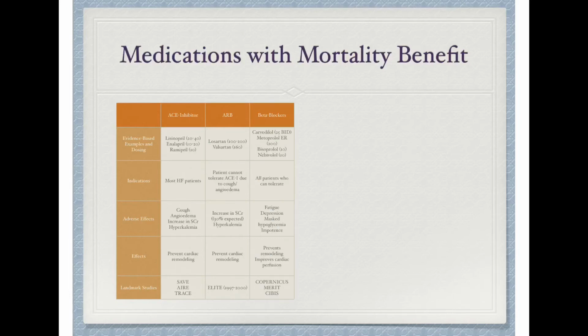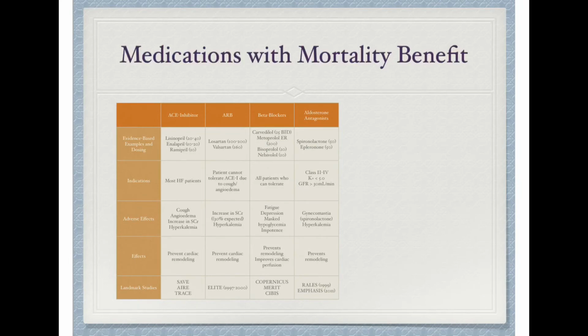Beta blockers, specifically carvedilol, metoprolol succinate or metoprolol extended release, and bisoprolol, are also given to all patients who can tolerate them. They're associated with a number of adverse side effects, however, including fatigue, depression, and masking of hypoglycemic symptoms. These do also prevent cardiac remodeling. You do have to watch out for bradycardia or AV block, which can be one of the major contraindications to their use.